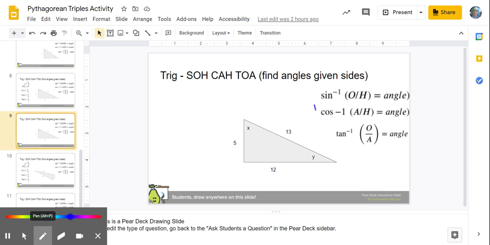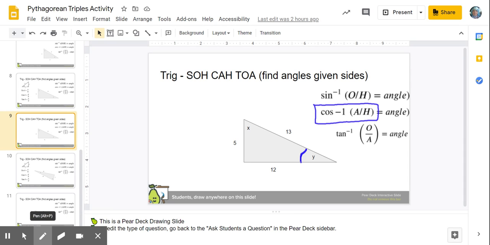Okay, let's use cosine. And let's use y, since we haven't used y. We used x last time. So which one's the adjacent to the y? 12, absolutely. So it's not the hypotenuse. It's not the opposite. It's the adjacent.